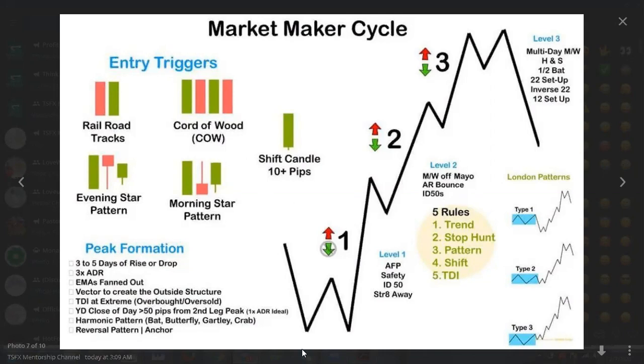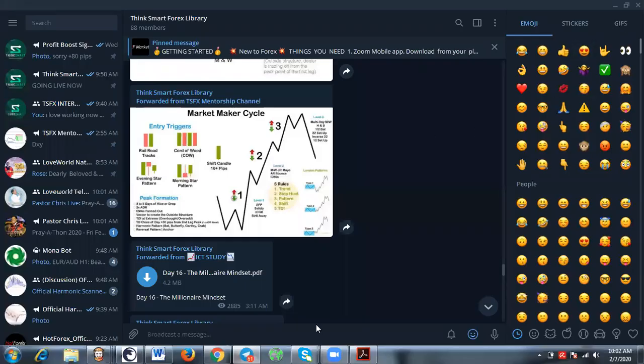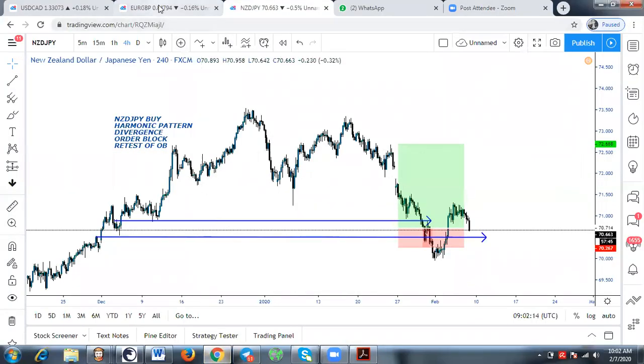So this is a W formation. We have our levels, level 1, level 2, level 3, and then the M formation. These level 3s are things you look out for, multi-day W or M, MW pattern. Now I want to show you a live example of this multi-day M or W pattern.